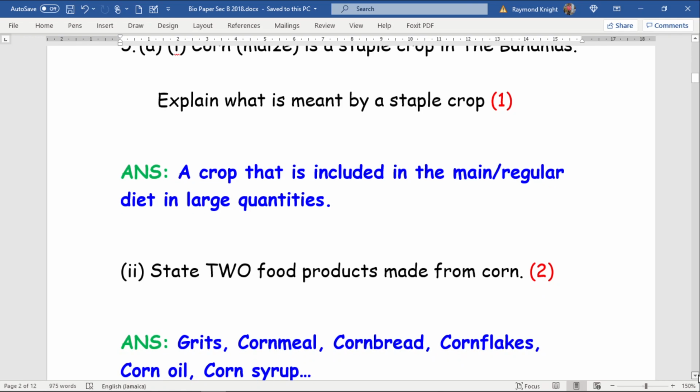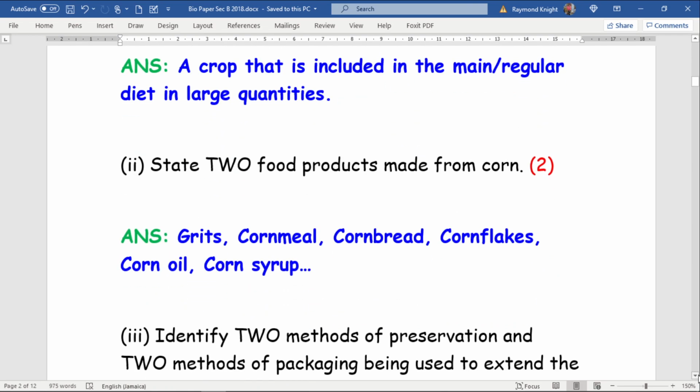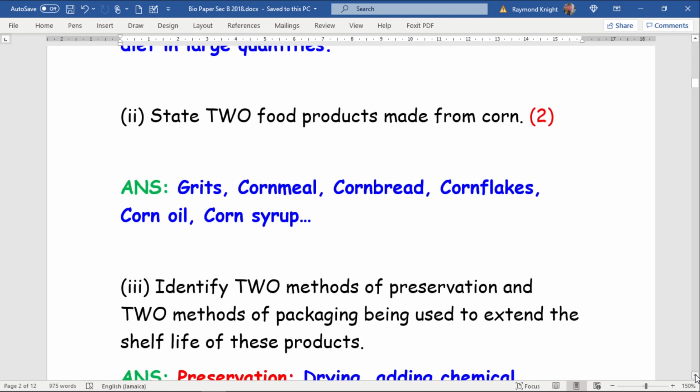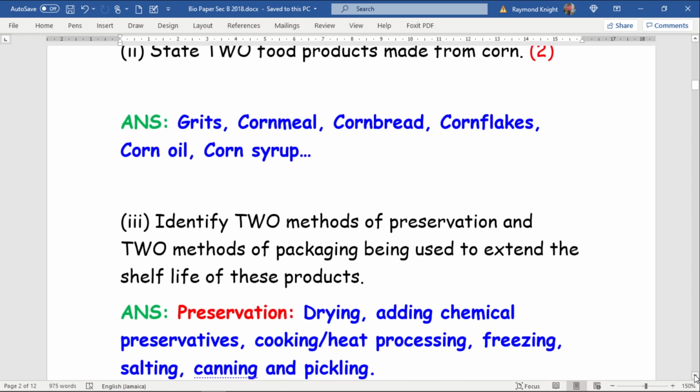Now part 2 is to state 2 food products made from corn. There are a number of products you get from corn: grits, cornmeal, cornbread, cornflakes, corn oil, corn syrup. Even, well, I will say cornstarch, but cornstarch is not a food product, so be careful of this. If it said products, then it could include cornstarch as well, right? But cornstarch is not a given here, because it's food products, and that's very important: things that you can consume.